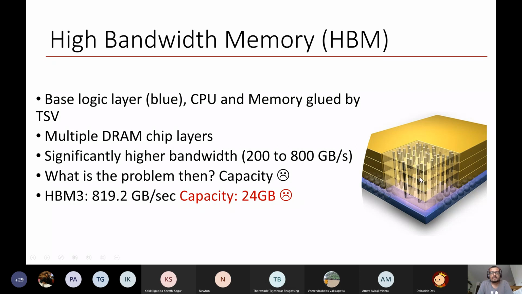Okay. So the primary reason for coming up with this completely different organization is to provide high speed, or high bandwidth. I talked about DDR5, which provides around 50 GBps. If you look at the latest HBM, that provides around 800 GBps. Here B is actually capital B.